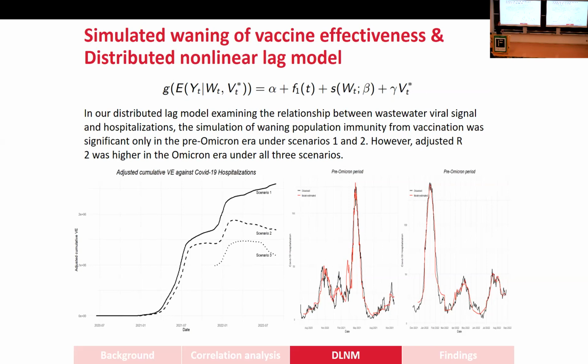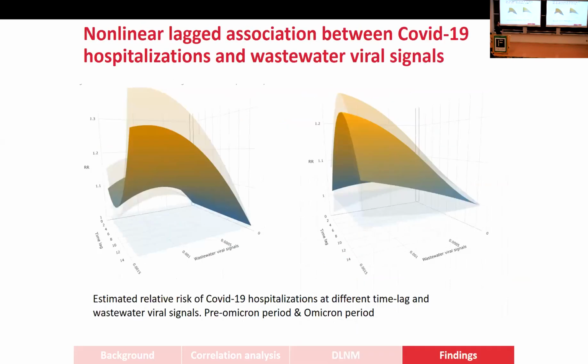So on the right side is the estimated hospitalization versus the true hospitalization. You can see the model fitted pretty well. And the second plot should be Omicron period. That's a typo, sorry about that. And lastly, I just spent 1 page to summarize our findings.